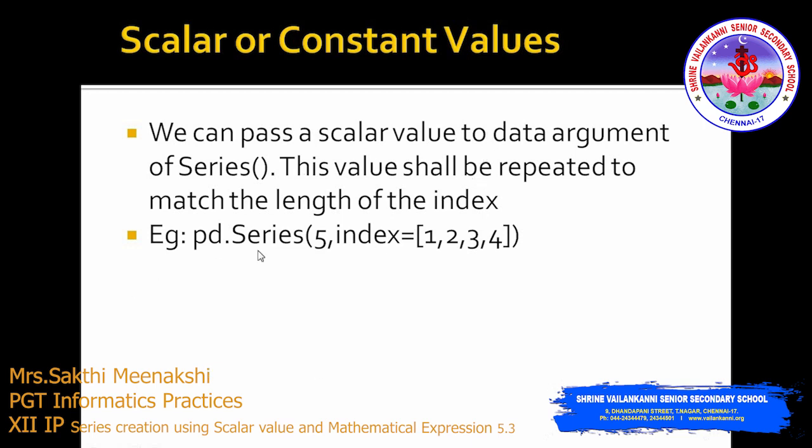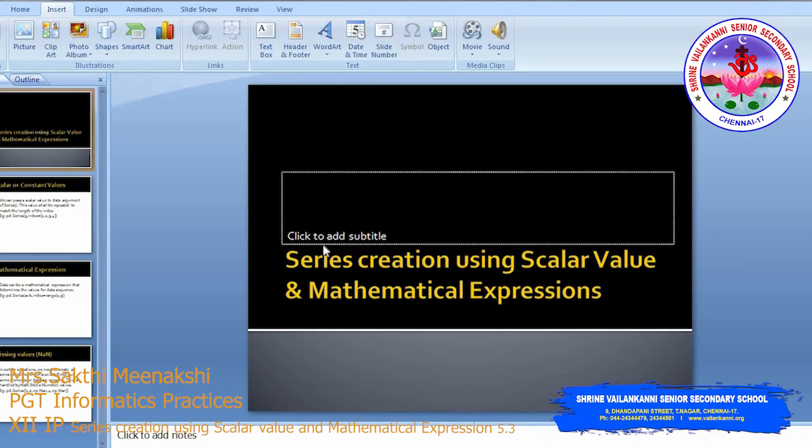So this is the example, the pd.Series method, and 5 is a constant value here, a scalar or constant value. This can be a numerical constant or a string constant, a group of characters, and depending upon the index length, this value will be repeated. Here we have a list of 4 elements, so this 5 will be repeated 4 times. This is the way we pass a scalar value to the Series method.